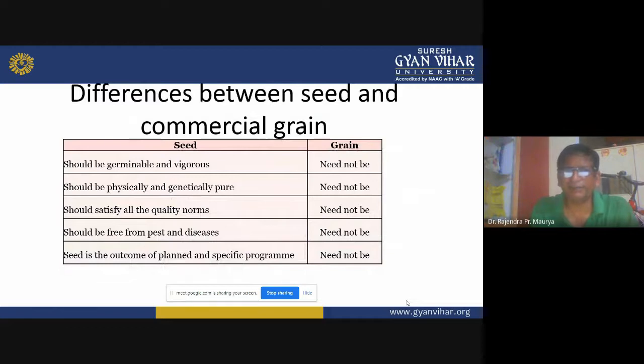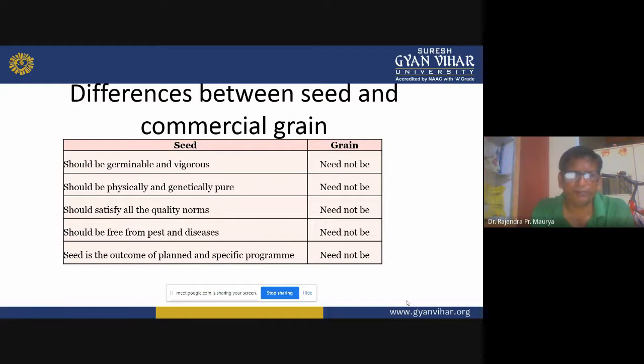Differences between seed and commercial grain: seed should be germinable and vigorous, but grain need not be. I mean, in the case of grain, it is not necessary that it should germinate or be vigorous, but seed must be germinable as well as vigorous. Then the second one is that seed should be physically and genetically pure.